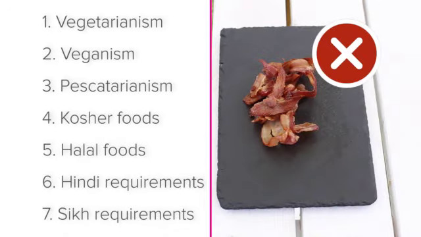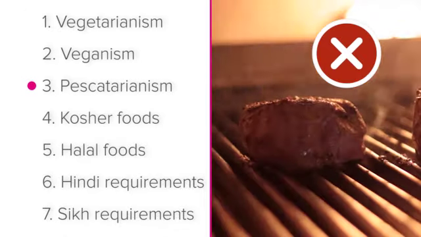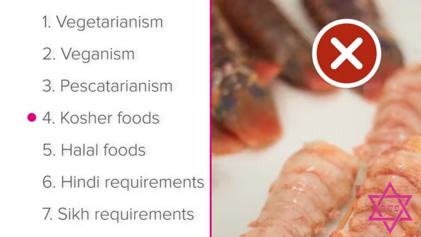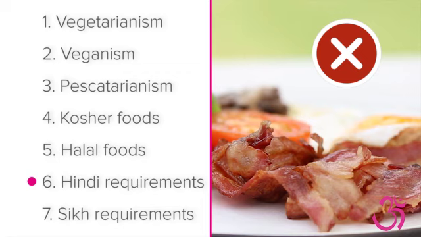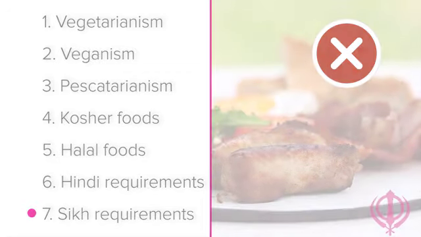So to recap, the dietary requirements we looked at are vegetarianism, veganism, pescatarianism, kosher foods, halal foods, Hindi requirements, and Sikh requirements. Let's do a quick practical example to see how much you remember.